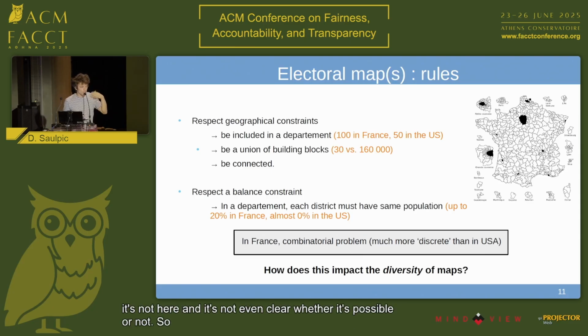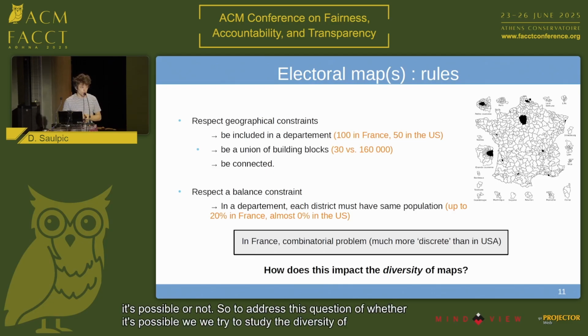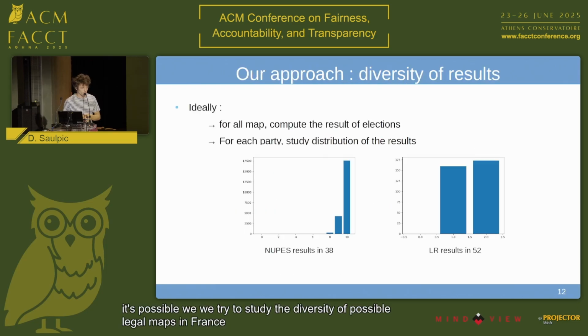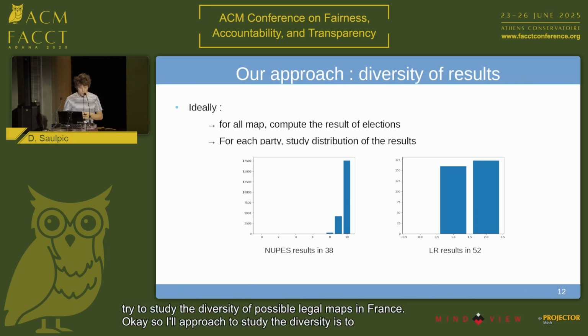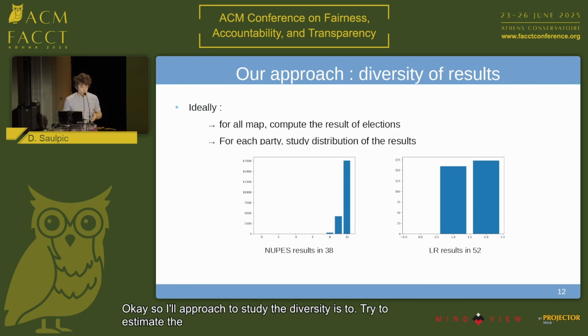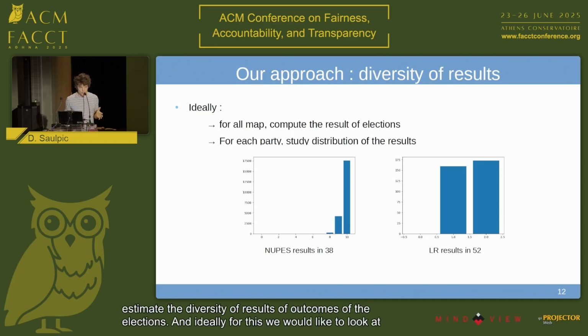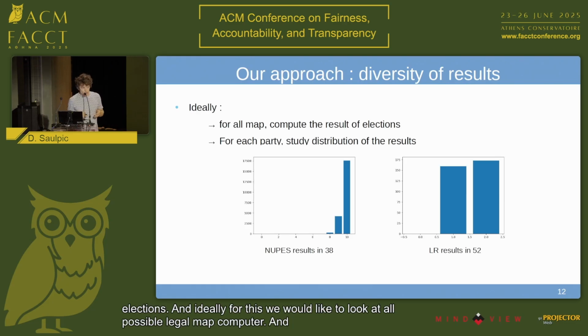So to address this question of whether it's possible, we tried to study the diversity of possible legal maps in France. Our approach to study the diversity is to try to estimate the diversity of outcomes of the elections. Ideally, we would like to look at all possible legal maps, compute the result of the elections on them, and study the distribution of the results for each party.